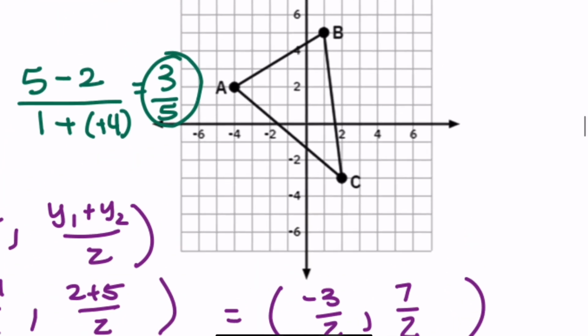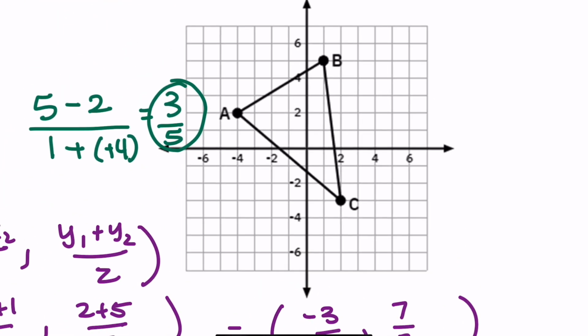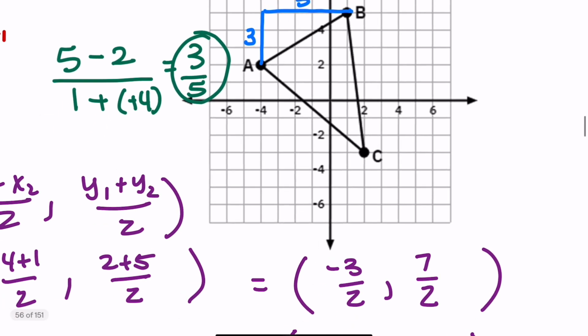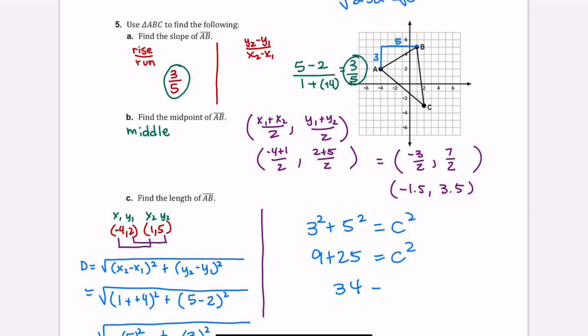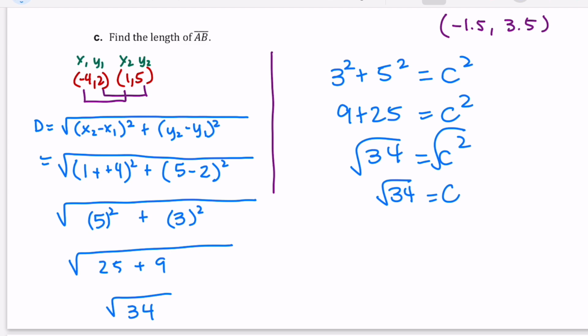Now, if I look at AB, if I was using the Pythagorean theorem, I could just count it. This side is 3. This side is 5. We have a squared plus b squared equals c squared. So 3 squared plus 5 squared equals c squared. 9 plus 25 equals c squared, which gives us 34. Take the square root, c equals the square root of 34. Now both of those can be approximated to be 5.83 if you were rounding to the nearest hundredth.